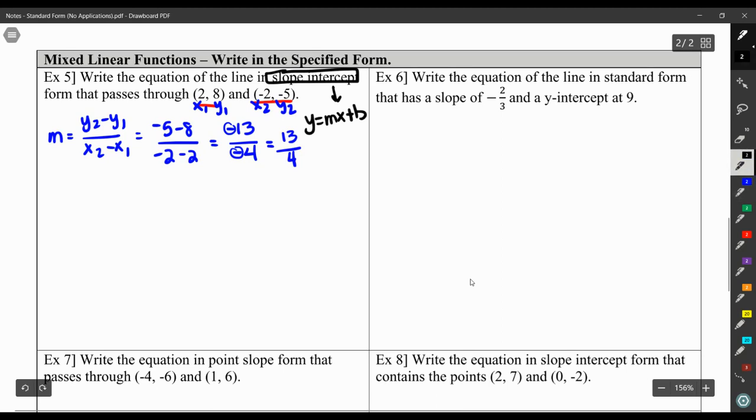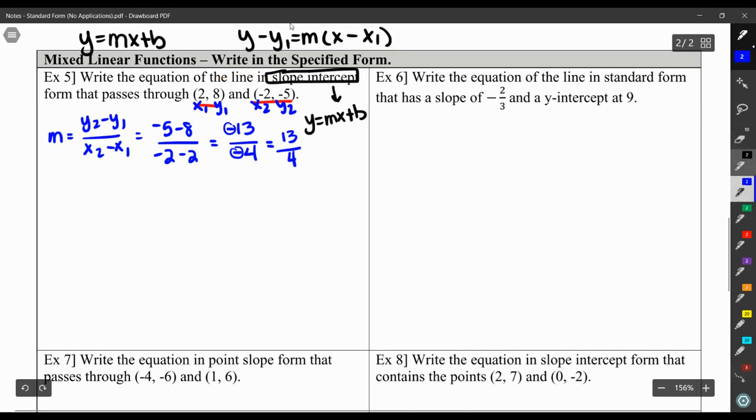So now that I have the slope, I have to evaluate. So I can either start in mx plus b, which is slope-intercept, or I can start in point slope. Well, to get it into slope-intercept directly, I need to have the y-intercept, which I don't have. So I'm going to start here in point slope form instead, because I do have 2 points. So I'm going to start there.